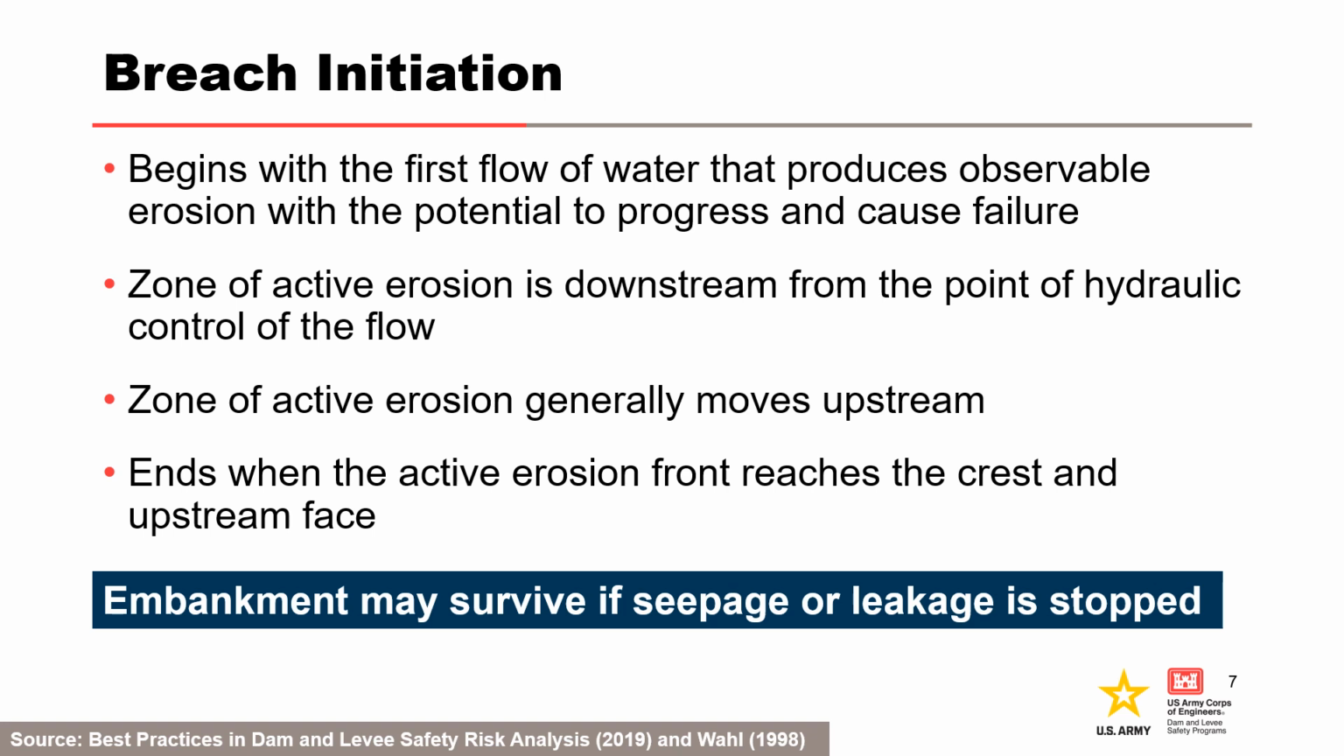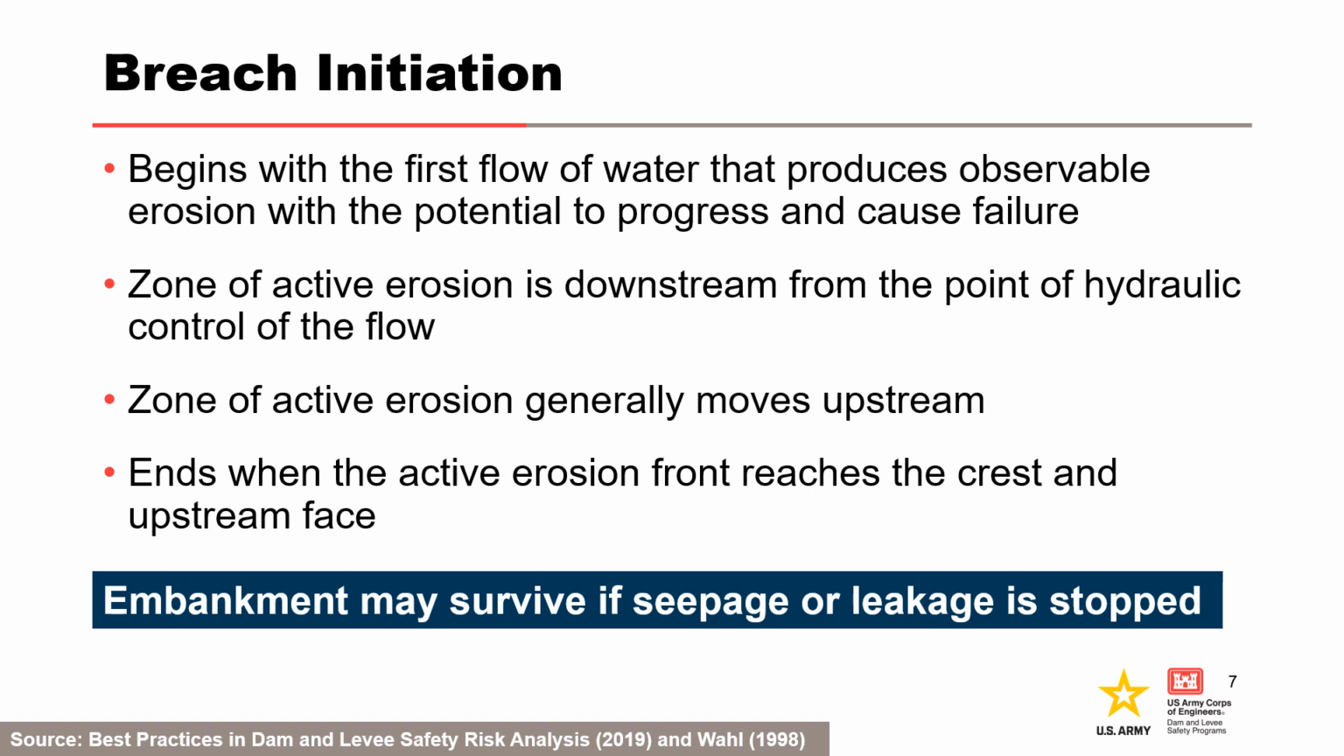The breach initiation phase begins with the first flow of water over or through the dam, levee, or foundation. It produces observable erosion with the potential to progress and cause failure. During the breach initiation phase, the zone of active erosion is downstream from the point of hydraulic control of the flow, so outflow rate changes only in response to changes in the driving hydraulic head, not as a result of erosion.